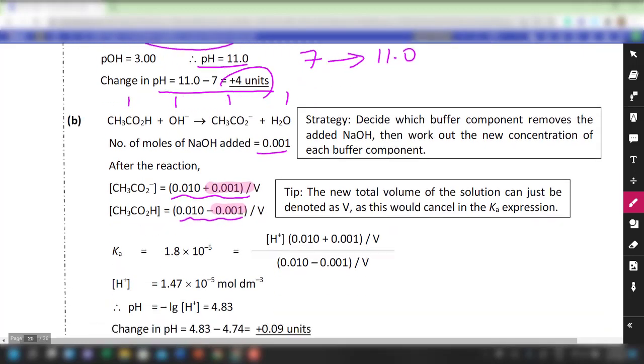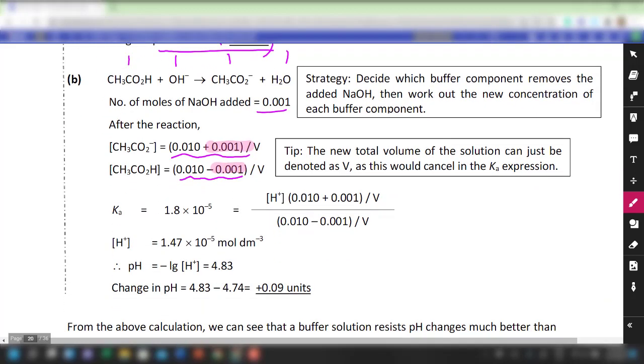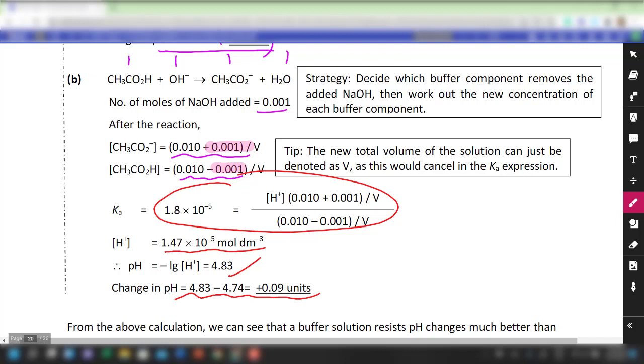Okay, and then of course we have the Ka expression. We don't need to use the Henderson-Hasselbalch equation, remember? Yeah, you can simply work with the Ka expression. And then you can determine the H plus concentration and then the pH, 4.83. So you notice that the change in pH is simply from 4.74 to 4.83. So the change is 0.09 units.